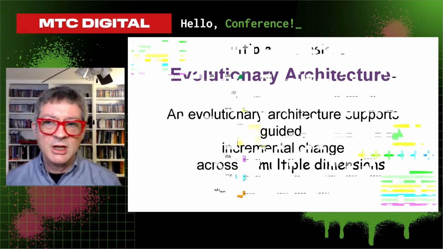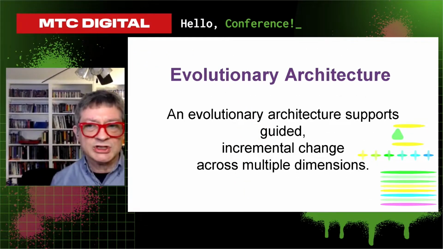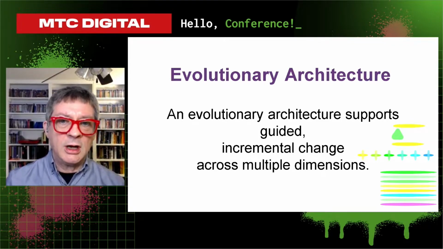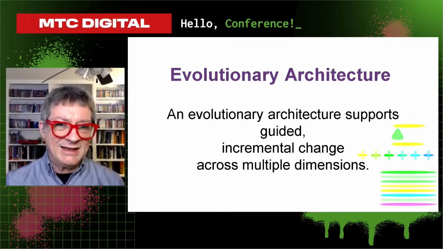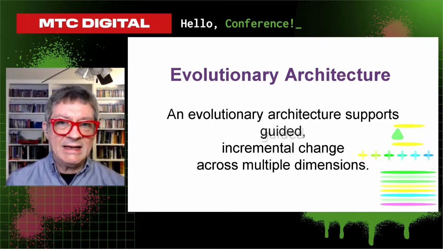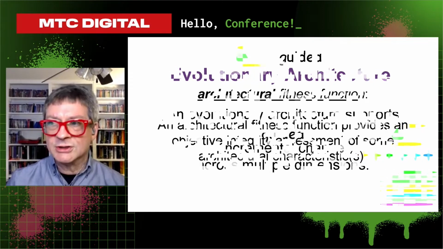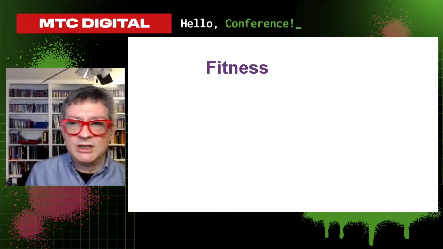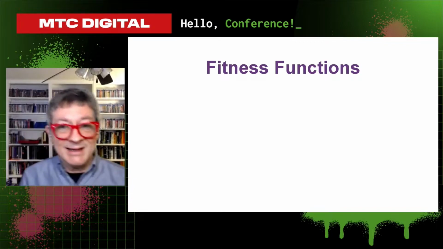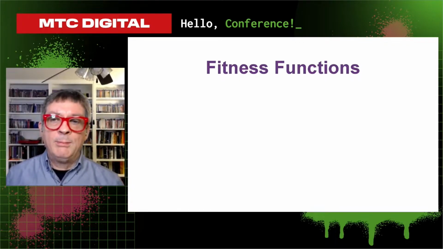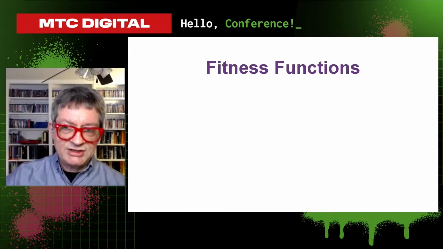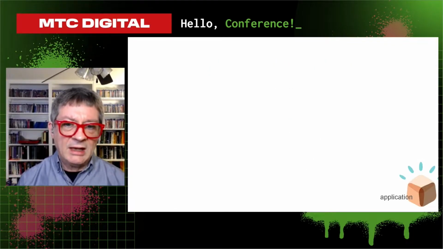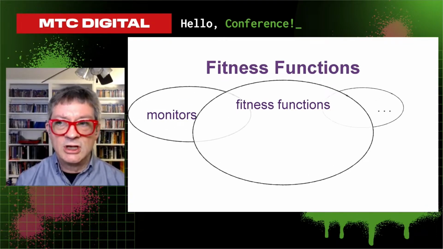So there's our definition. An evolutionary architecture is one that supports guided incremental change across multiple dimensions. Let's talk a little bit more deeply about this idea of guided change and this idea of architectural fitness functions. As I mentioned before, normally when I give the definition for this, I add the words "any mechanism" in there because unlike a unit testing library, for example, there are lots of different things that can serve as fitness functions.